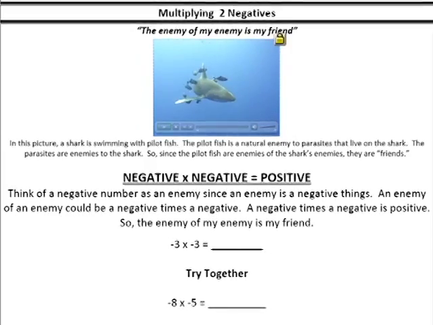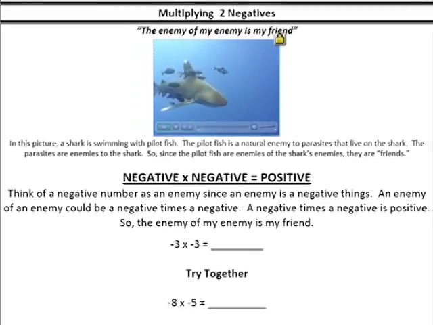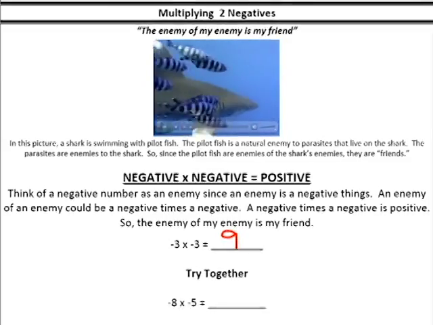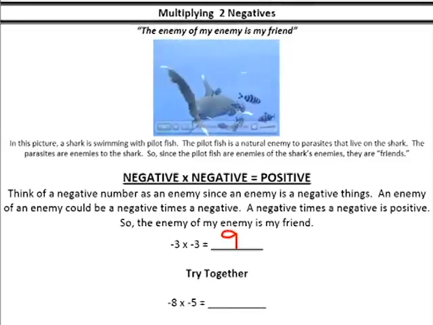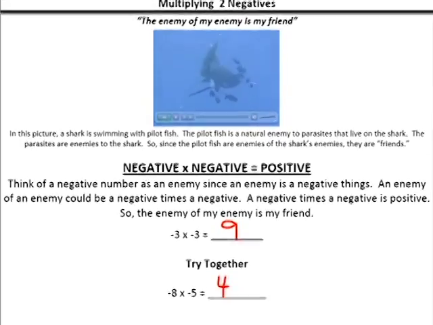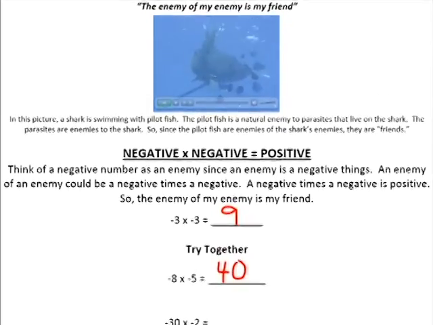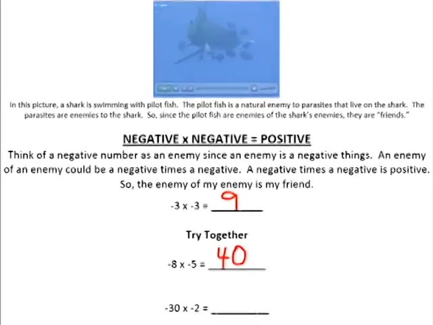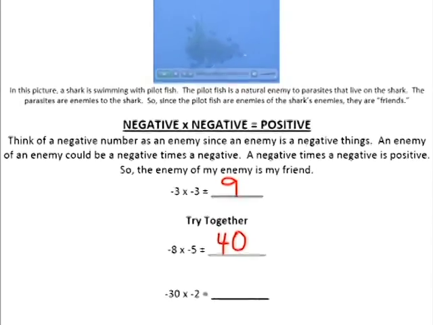Negative times negative equals positive. All right, general rule, negative times negative equals positive. So if I have negative 3 times negative 3, I get positive 9. Multiply the values, or the digits I should say, and then figure out if it's positive or negative. Negative 8 times negative 5. Negative times negative is positive. 8 times 5 is 40.